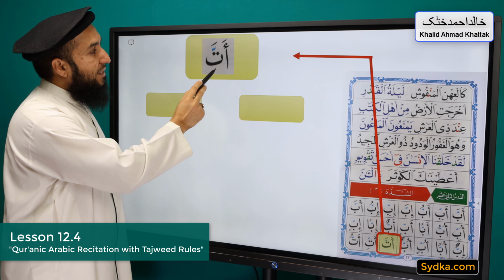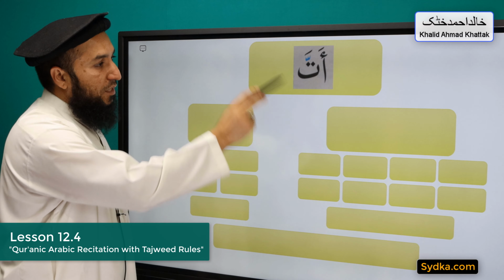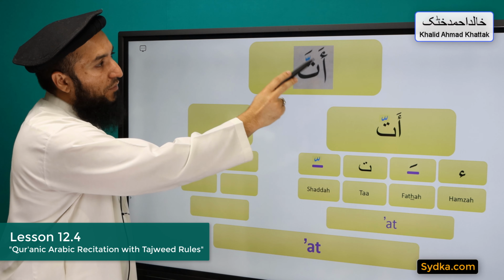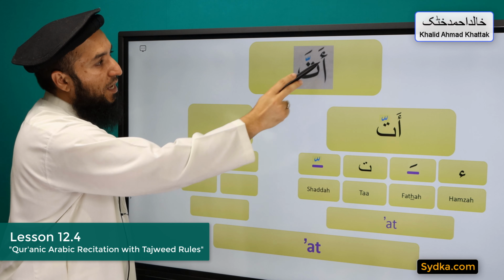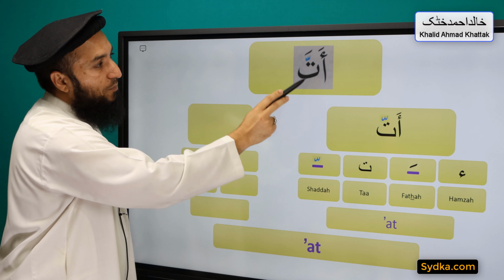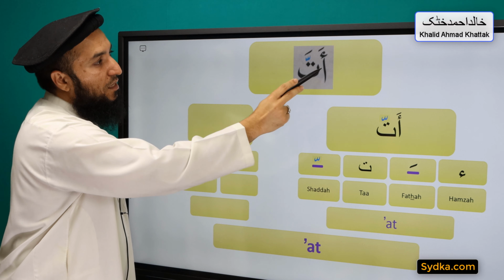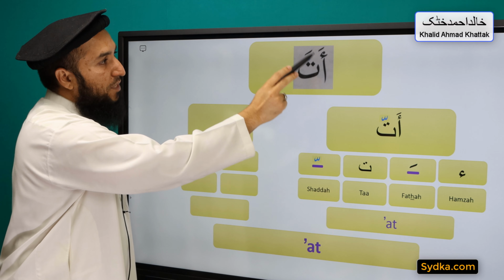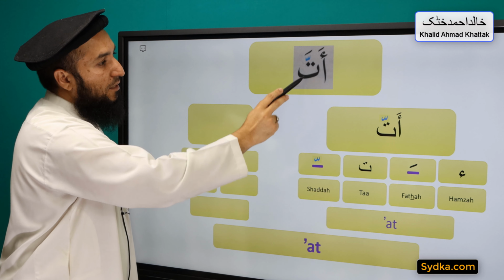The next word we have is atta, and it can be divided into two syllables. The first syllable we have is hamza fatha ta shadda at. Hamza is a light letter, it has fatha on top of it, it is followed by ta, ta has a shadda. This alif is silent and it is used as a chair for hamza. Hamza fatha ta shadda at.